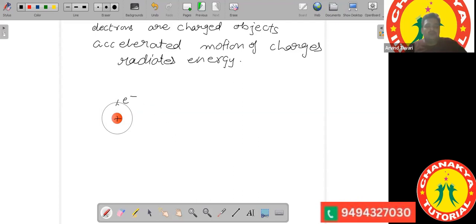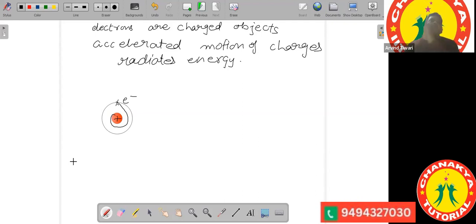Their orbit will become something spiral. It will not remain circular. Their orbit will become spiral, and the electrons will enter the nucleus. And if the electrons enter the nucleus, it will be the same model of J.J. Thomson which J.J. Thomson had proposed.